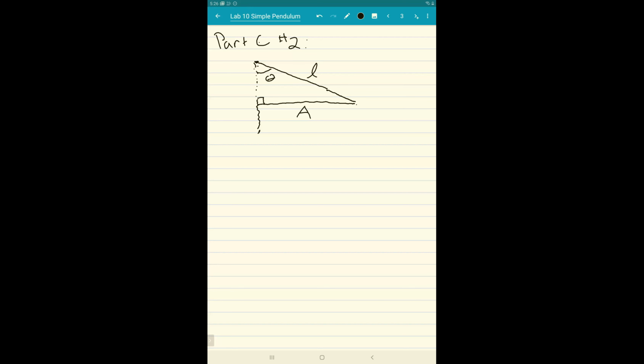So what I would do here is just some simple right triangle trig. I would say sine of theta is going to be opposite, which is A, over the length, which would then mean that my sine inverse of the amplitude over the length is going to give me my theta, right? So theta for the example that they give us is the sine inverse of, and they say the amplitude for this case is 6 centimeters, so that's 0.06 meters. And they say the length is 60 centimeters, so that's 0.6 meters.